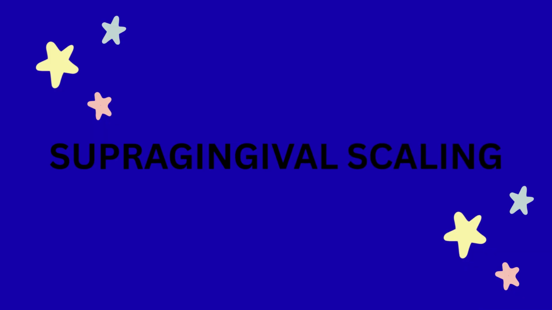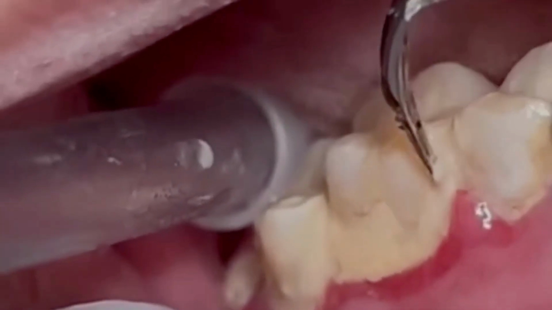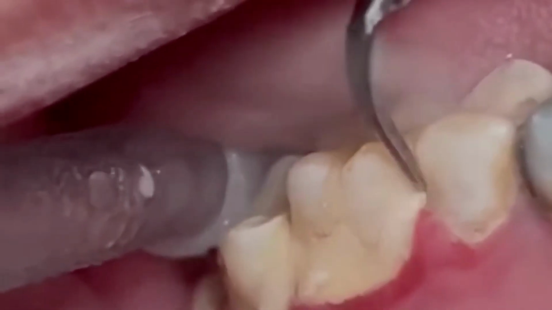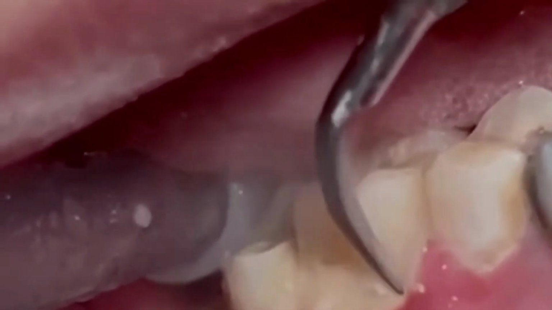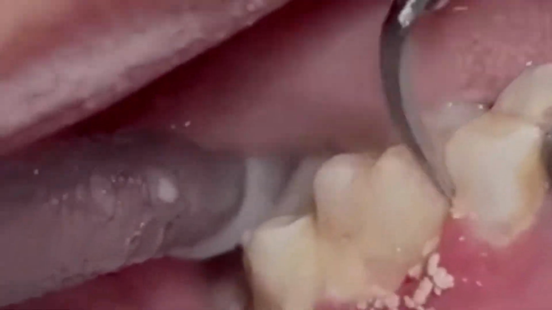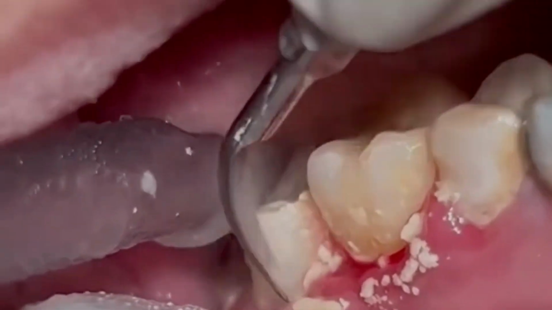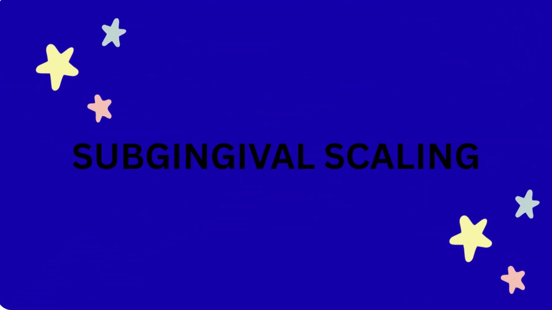The next treatment involves supragingival scaling. This is the visible part of the cleaning process. The process will use ultrasonic or hand instruments, whereby the clinician will remove the plaque and hardened calculus from the surfaces of the teeth above the gum line.